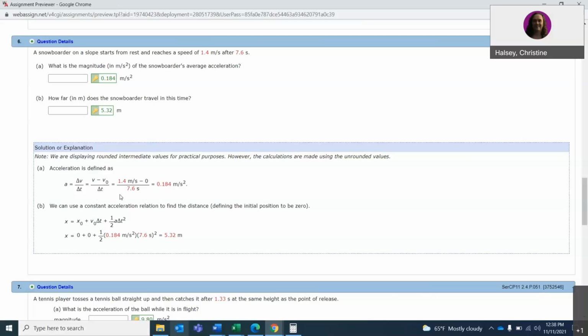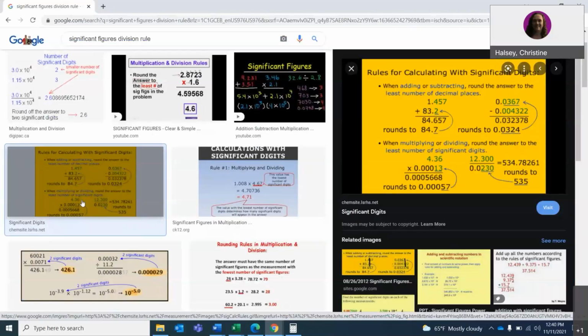All right, now they got me confused. Oh, because when I divide significant figures, there's a rule for that, and I don't remember it. I know there's a rule for when I divide significant figures. Probably came out with one more than I started with. Let me see if I can pull that one up. Yeah, so there should have been two.